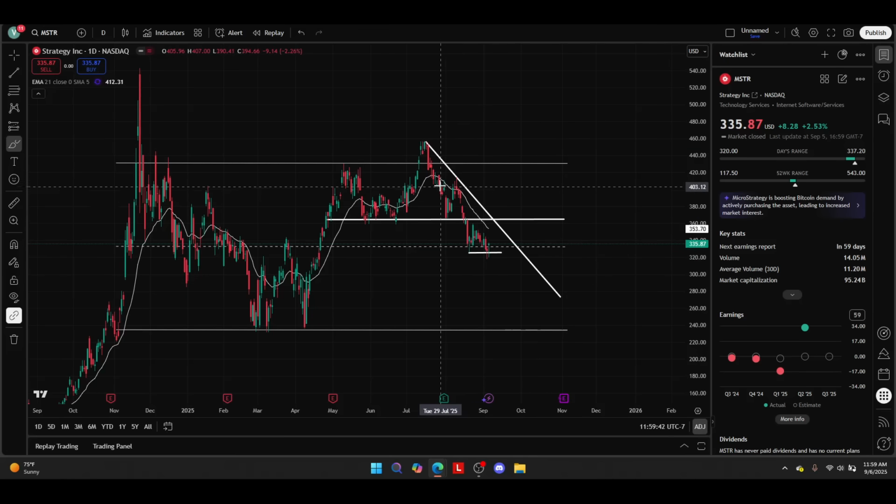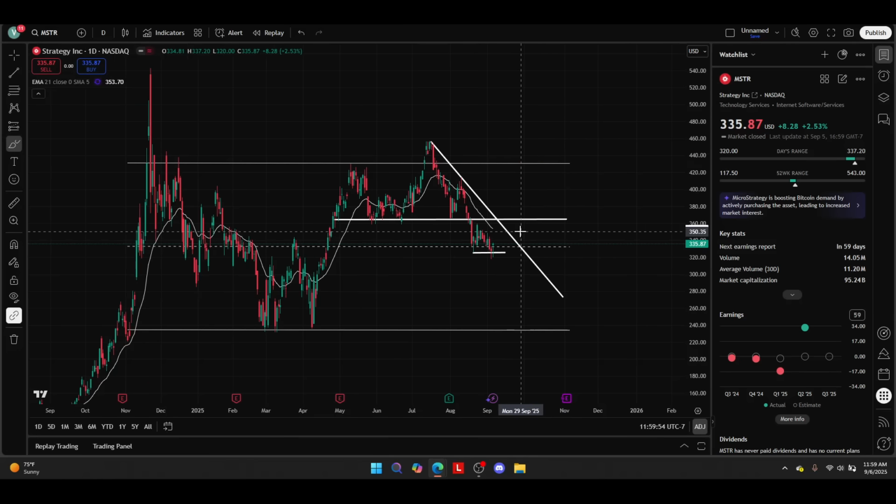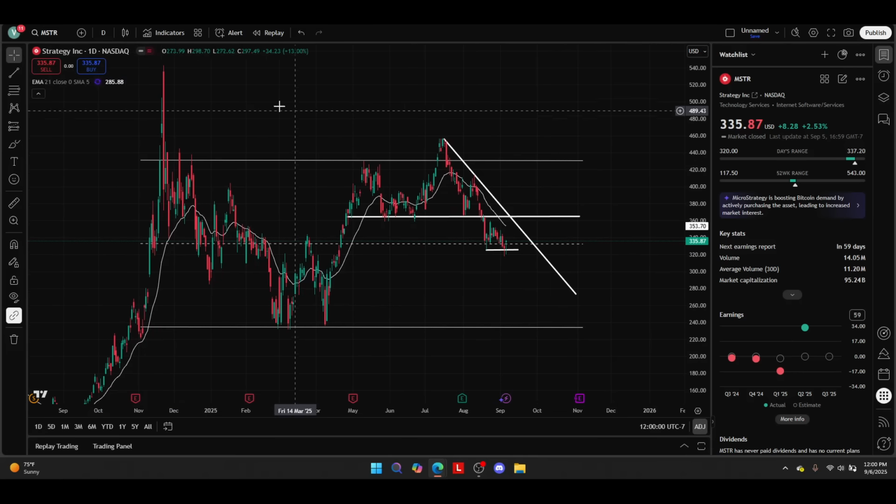How would that happen after getting rejected here with a strong sell-off and not really seeing strong buying? There wasn't strong buying here. Wasn't strong buying here. Now, all of a sudden, expect strong buying. I mean, it can happen, but I think it's unlikely. I think this still looks bearish to me. So that's all I have for MSTR on the daily chart.